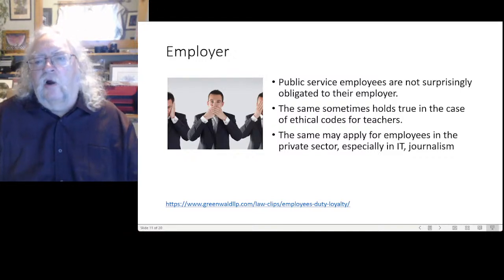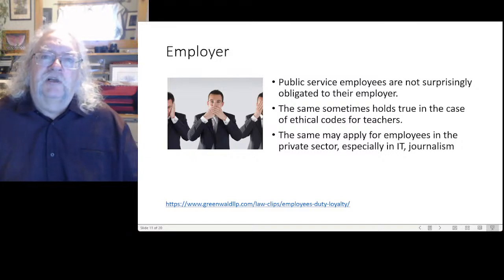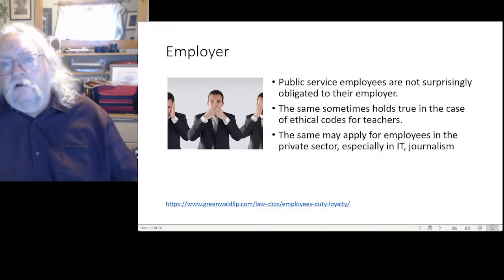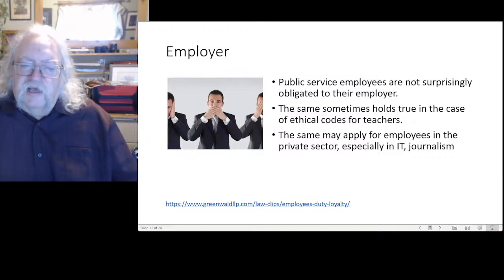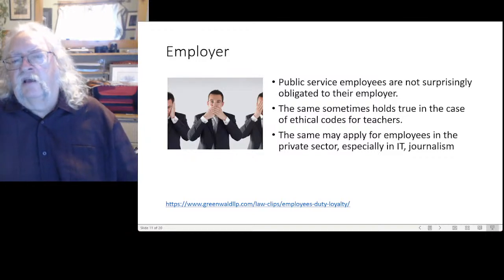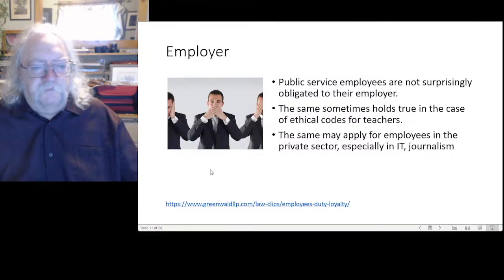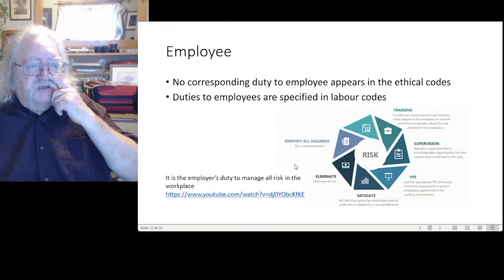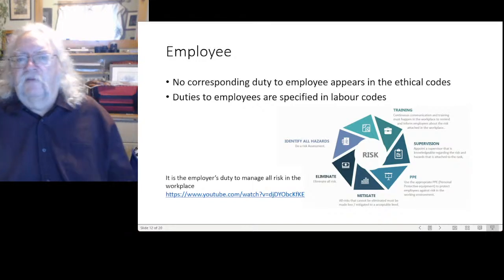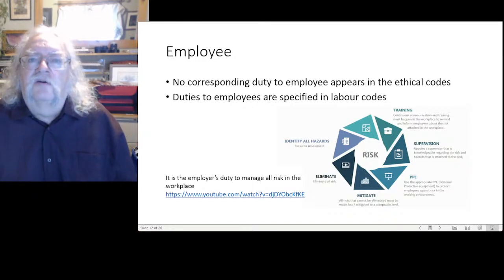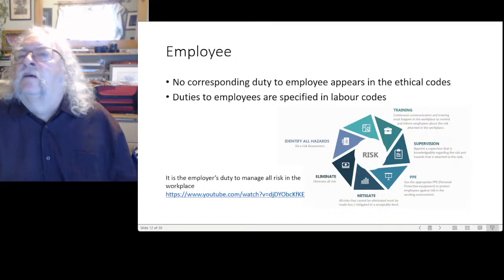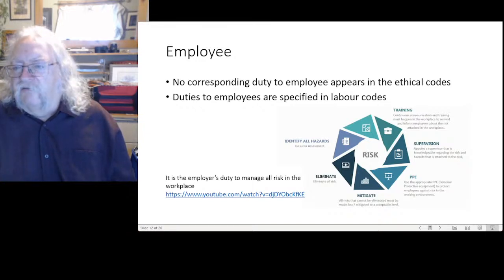And we see this in private sector employment as well, especially in sectors like IT and journalism, where that duty extends not just to protecting the employer's reputation, but also things like protecting their trade secrets or other confidential aspects of the work that's being undertaken. Now, I think it's interesting to point out that, again, in the ethical codes listed, there was no corresponding duty to employee that surfaced anywhere that I could find.